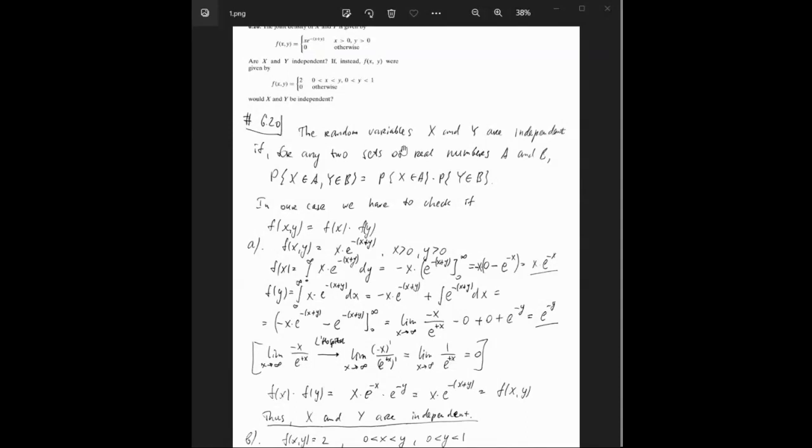From the textbook, the random variables x and y are independent if for any two sets of real numbers A and B, the probability of x belonging to set A and y belonging to set B equals the probability of x belonging to A times the probability of y belonging to B. So in our case, we have to check that by multiplying f of x and f of y, we get our original function, f of x and y.